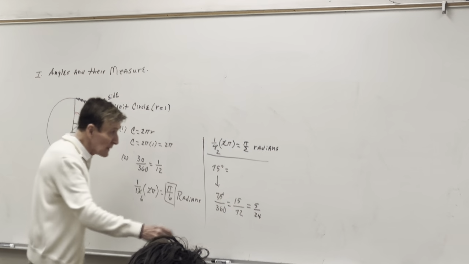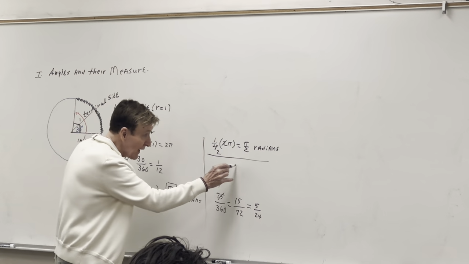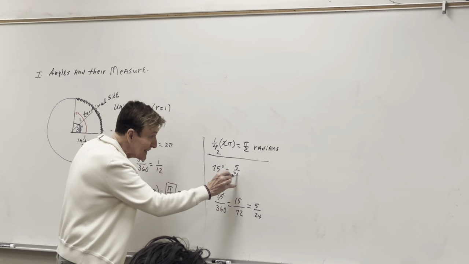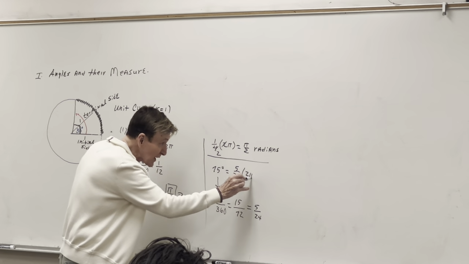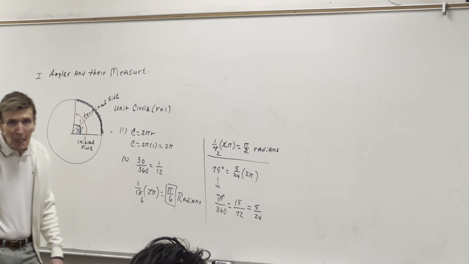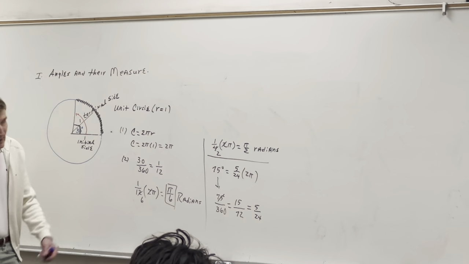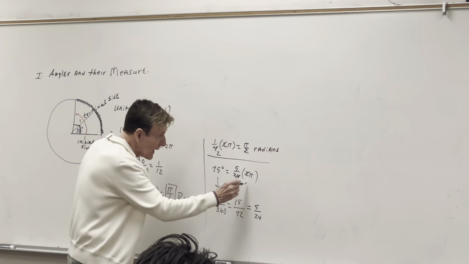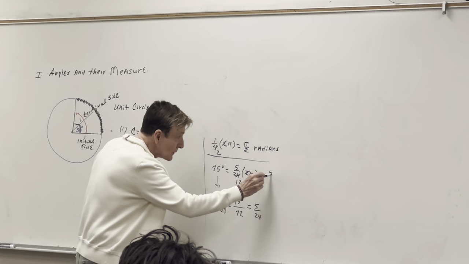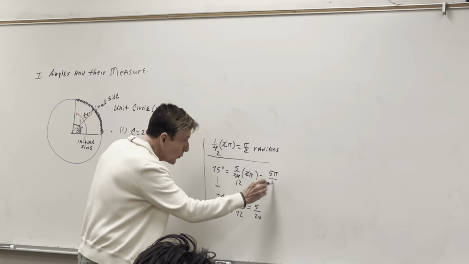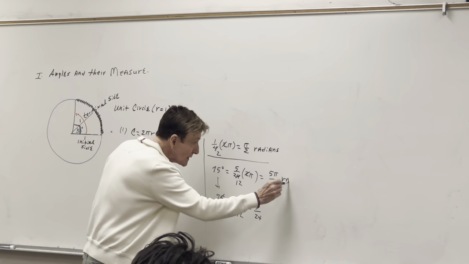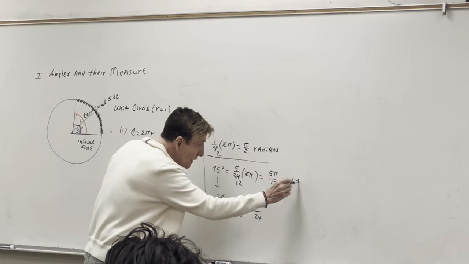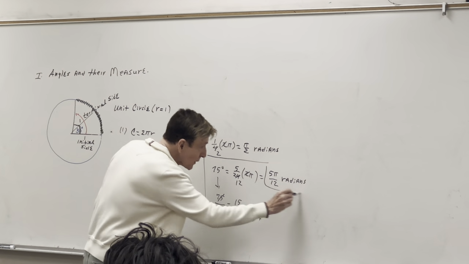So based on what we've been doing here, 75 degrees is 5/24 of the full circle, which for circumference is 2 pi. And then to clean this up, you can cancel here, which would help. Guys, looks like I'm going to end up with 5 pi over 12, and this is radians, not degrees, to work with.